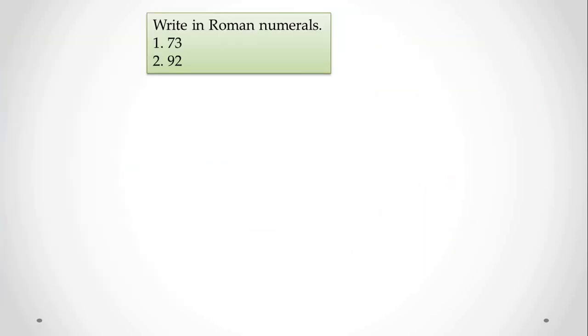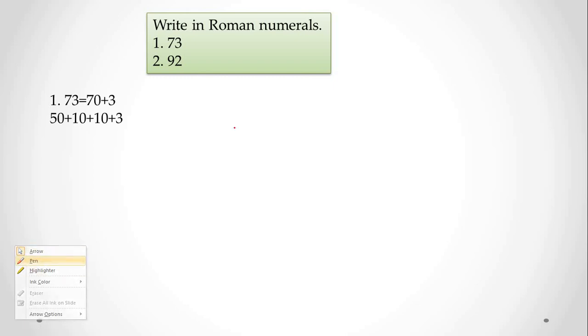Going to the next slide, we have to write these in Roman numerals. 73 can be written like 70 plus 3. So it is nothing but 50 plus 10 plus 10 plus 3. So now again we will see the explanation. 50 means what? Which number will be there?